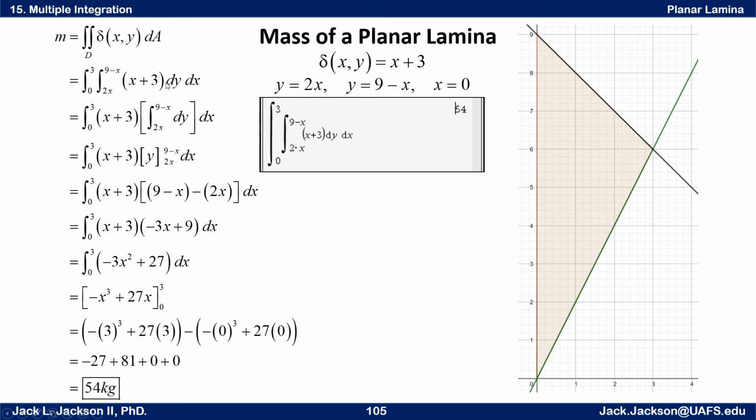Notice that the units of x and y here are both meters, so dA is in square meters. And then the x plus 3 is in kilograms per square meter. When you multiply those together, you're left with just kilograms.